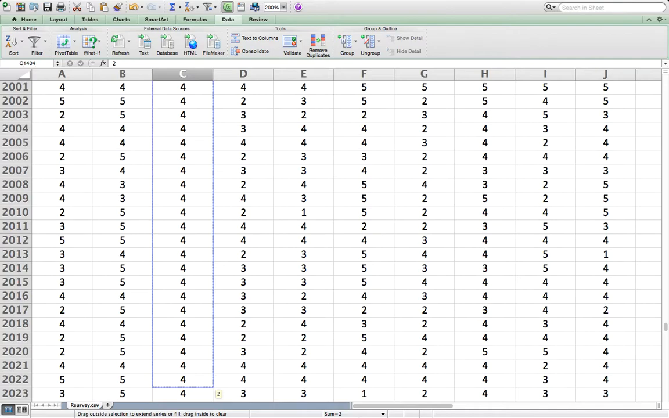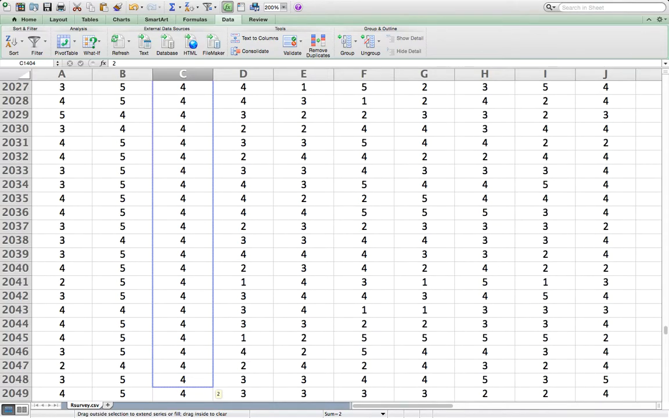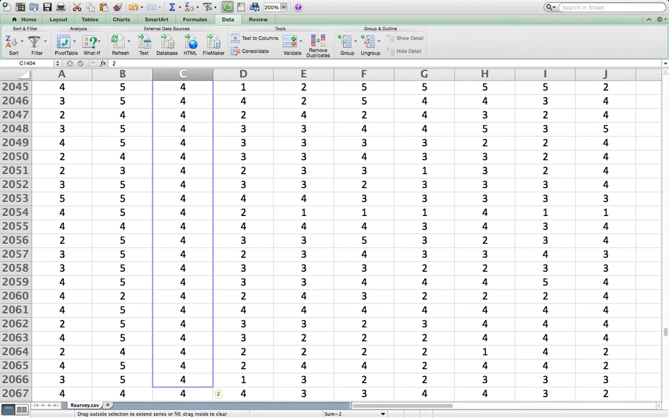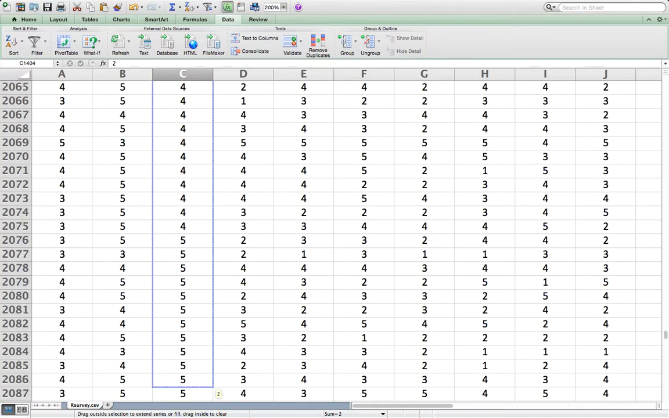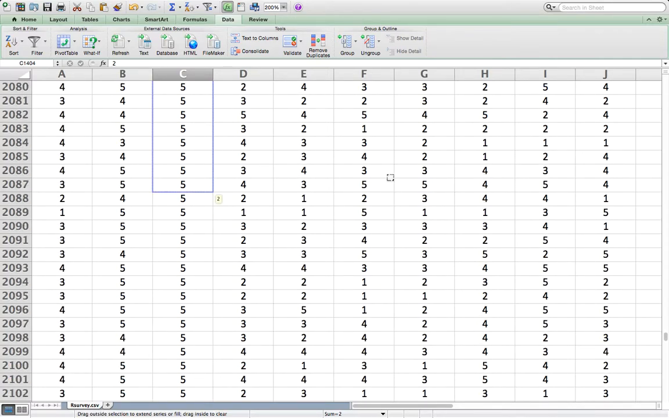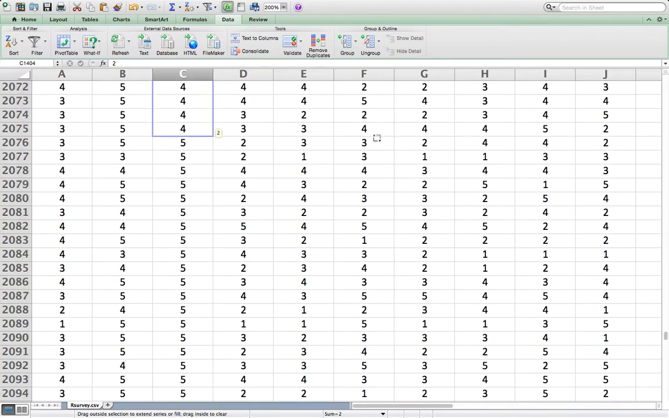My gosh, there's a lot of fours. Actually, I think there's only like 2,700 cases. So. Now let me. Oh, whoa! Back up here, Douglas. All right, and we'll get these changed to ones. We'll be set. All right.